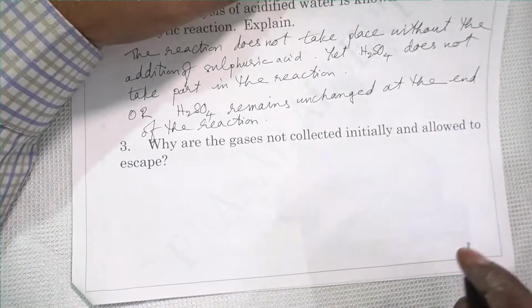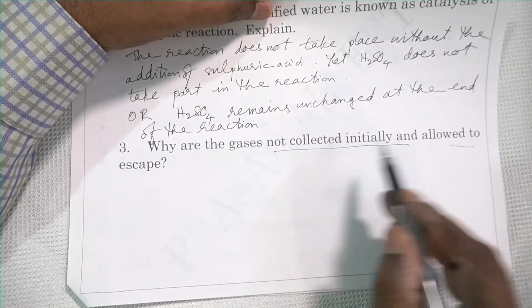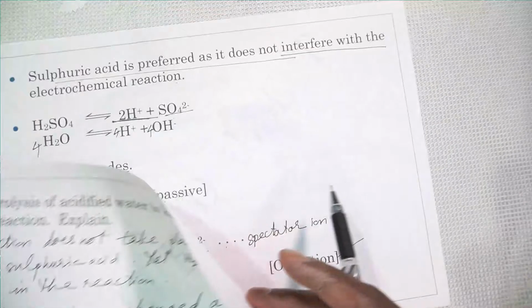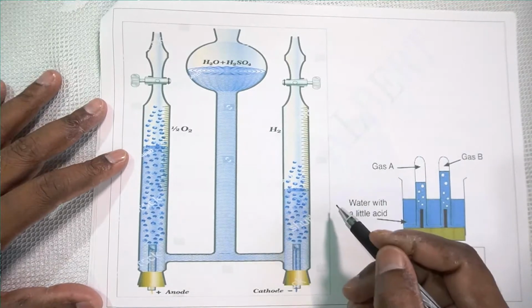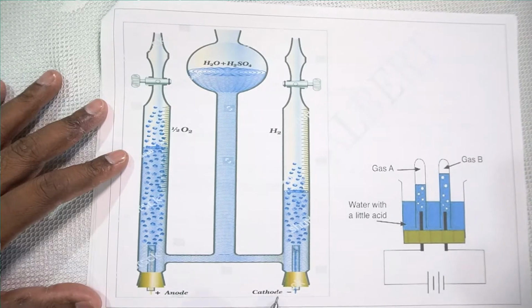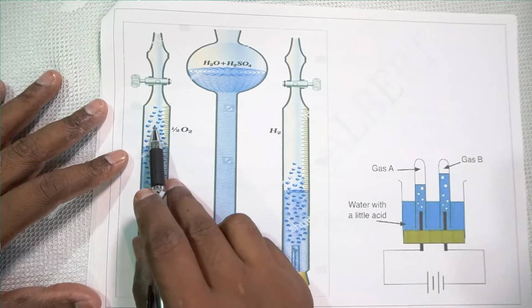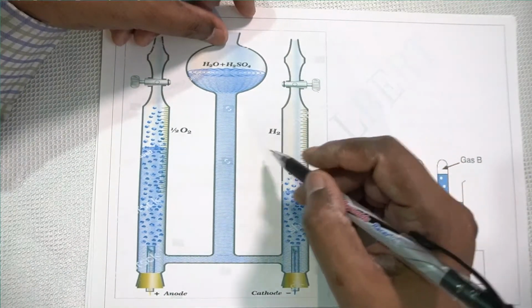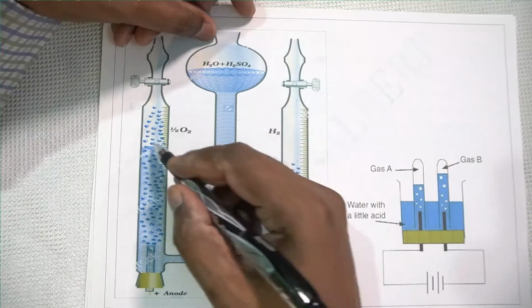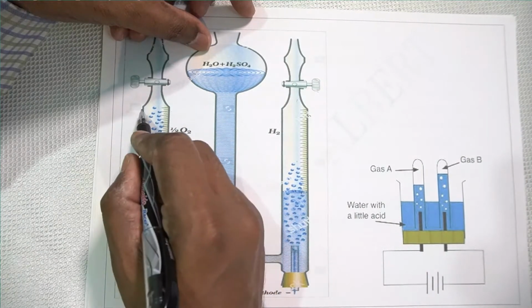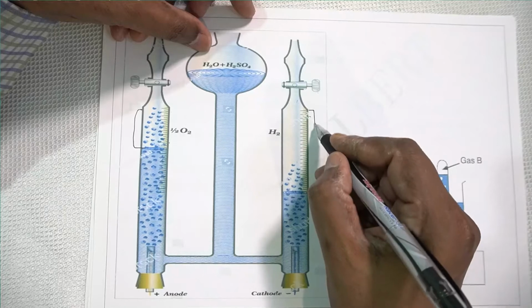And why are the gases not collected initially and allowed to escape? Now to understand this, we need to go to the diagram. This is Hofmann's voltameter. Now see, the anode and cathode both are platinum. It is connected to a circuit. Current is given. So you see the water being filled, H2O mixed with acid, and it is being supplied here. Now you find the oxygen gas produced is less, and the hydrogen is more. This is almost double the volume of oxygen collected. See, the oxygen only this much is collected. Now the hydrogen collected is here.